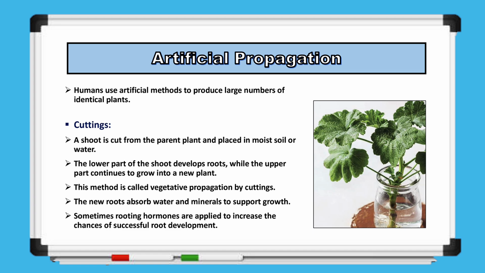As shown in the image, the plant is prepared for propagation by cuttings. A shoot is taken from the parent plant, with the lower leaves and flower stems removed. The cutting is then placed in water or moist soil, making sure the nodes are covered to allow root development. Over time, the cutting forms roots and grows into a new plant that is genetically identical to the parent. This method is used by humans to produce large numbers of identical plants.